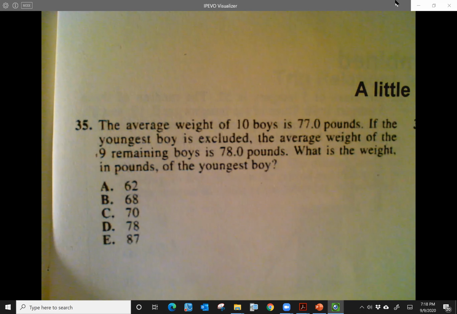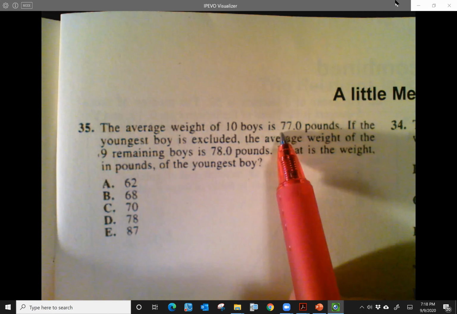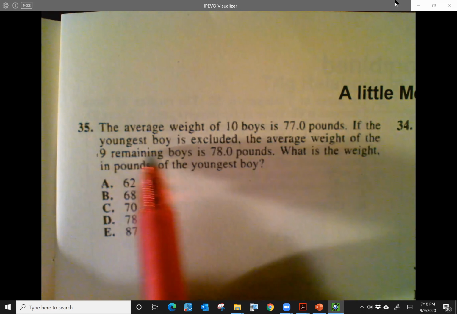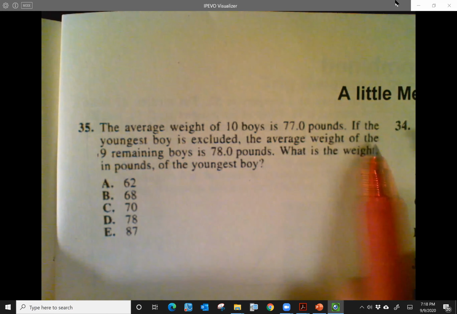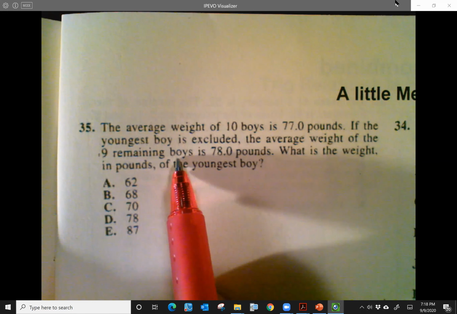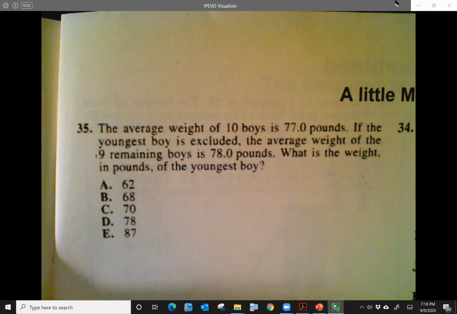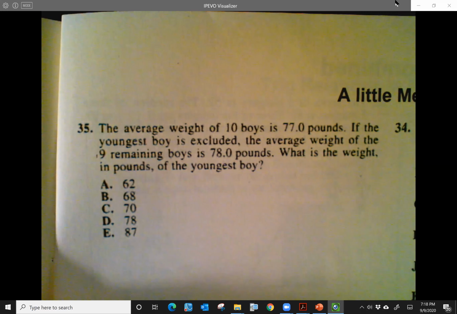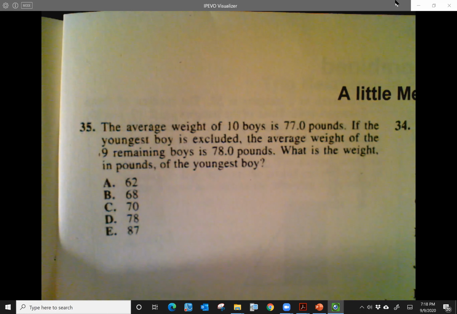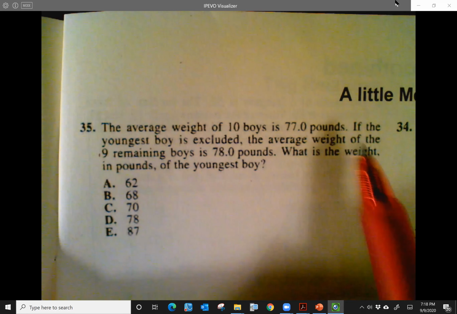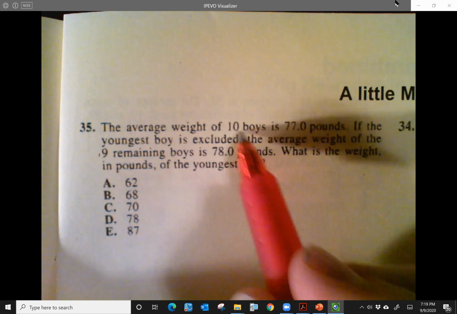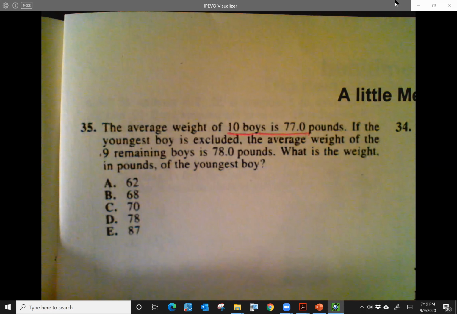But if you read it, the average weight of 10 boys is 77 pounds. If the youngest boy is excluded, the average weight of the 9 remaining boys is 78 pounds. What's the weight in pounds of the youngest boy? Well, there are a couple things that we could do here. First off, if we look at this, the average weight of 10 boys is 77, right?